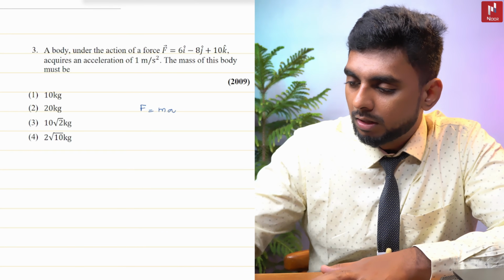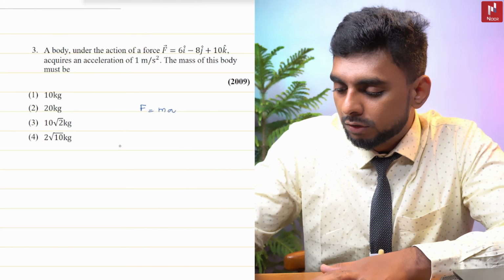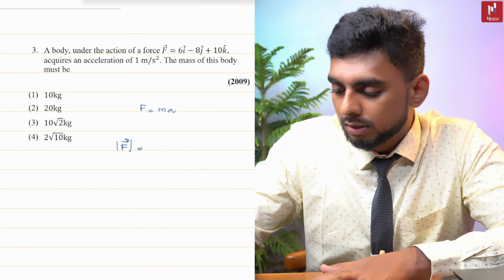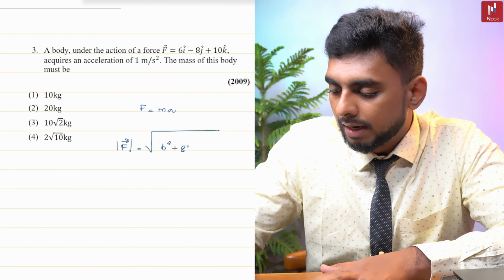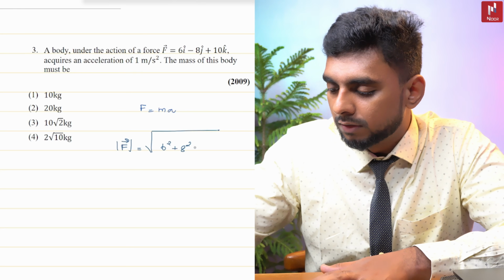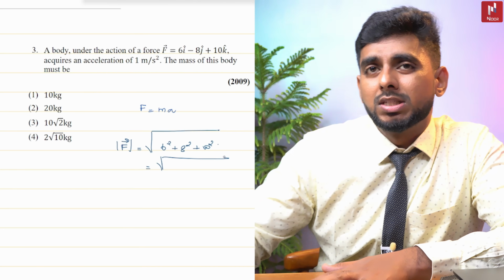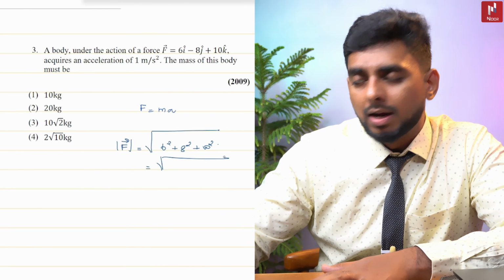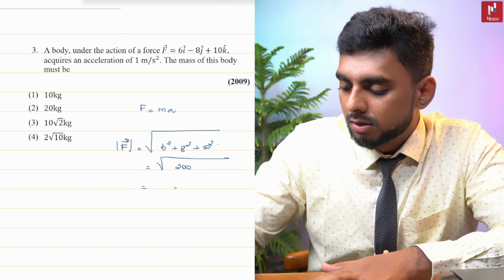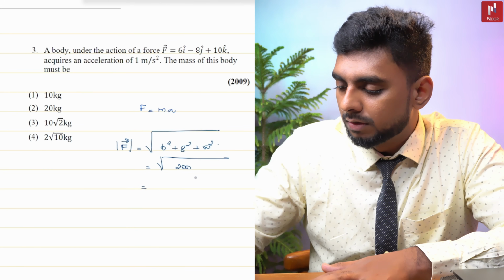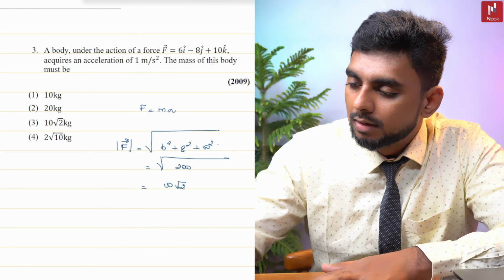I'm just going to take the magnitude of the force. So you will have vector F and its modulus, which will be equal to root of 6 squared plus 8 squared, negative 8 squared is going to be positive again, and then 10 squared. So you will have 36 plus 64, that gives you 100. Then you've got one more 100, so altogether you will have root 200. If I take the value out of the root, you'll have 10 root 2. That will be my answer. So the answer here is option 3, right?